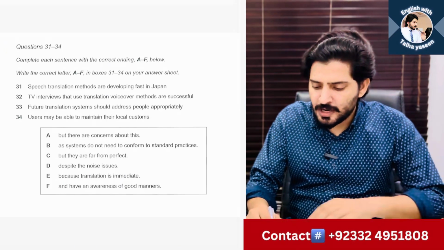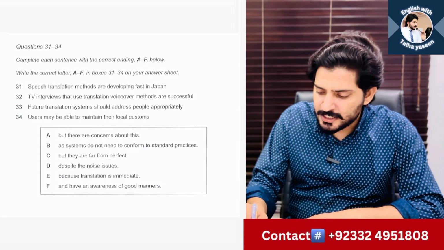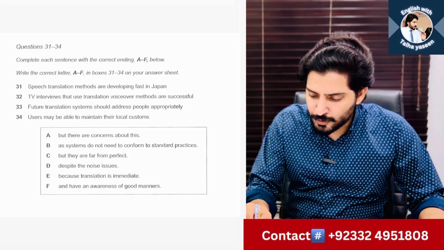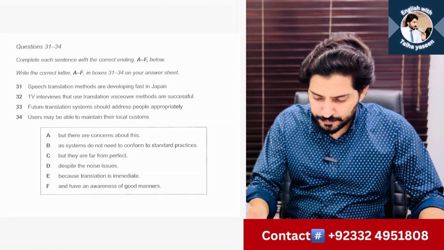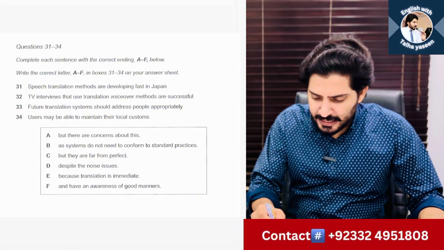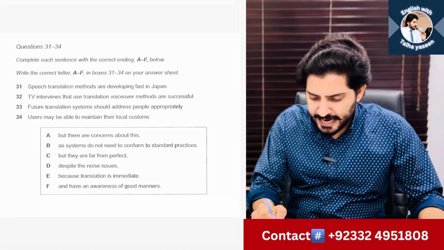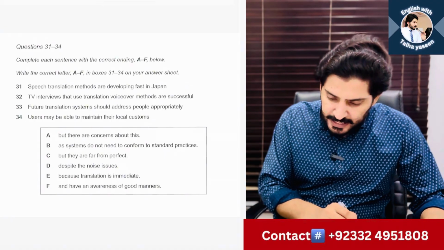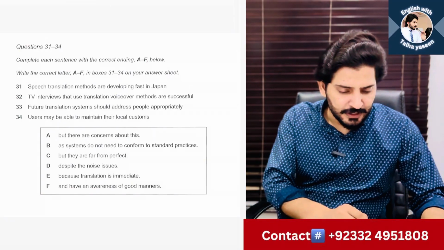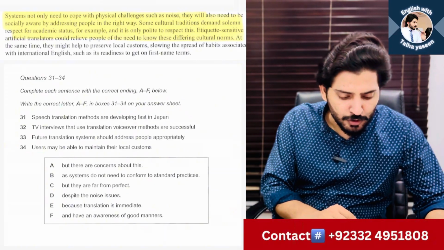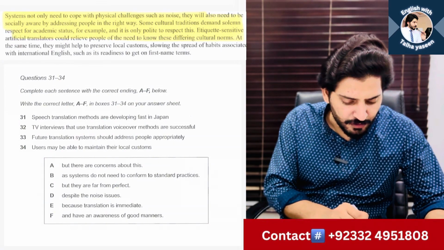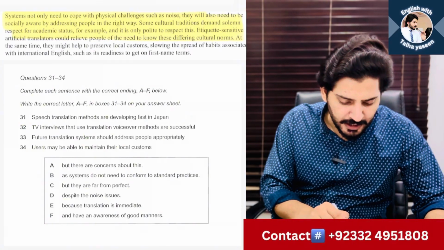33. Future translation systems should address people appropriately. We'll cross C and E. We are left with A, B, D, and F. Let's find the word future translation. Yes, it's given in the next passage. Systems not only need to cope with physical challenges such as noise, they will also need to be socially aware by addressing people in the right way.